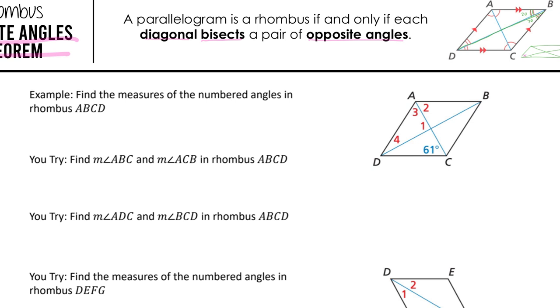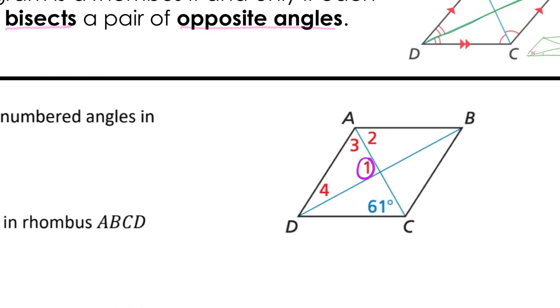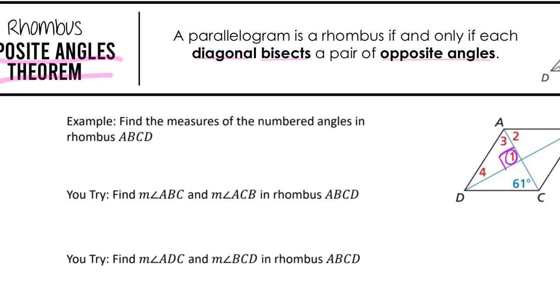Okay, so in this example, we're just going to find some missing measurements using all of those properties we just talked about. So it says find the measures of the numbered angles. So let's take a look at this. Let's start with angle 1. Angle 1 is right where the diagonals meet each other. That has to be 90 degrees because the diagonals are perpendicular. That's using that diagonals theorem. So the measure of angle 1 is 90 degrees.